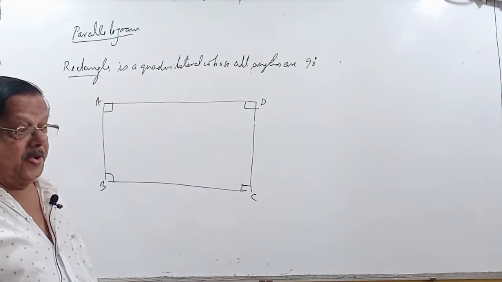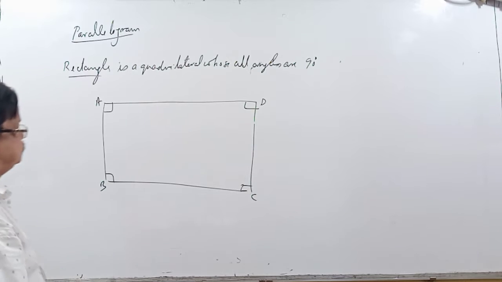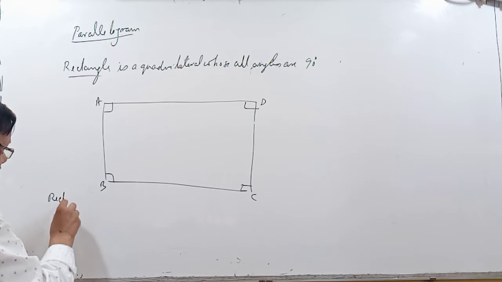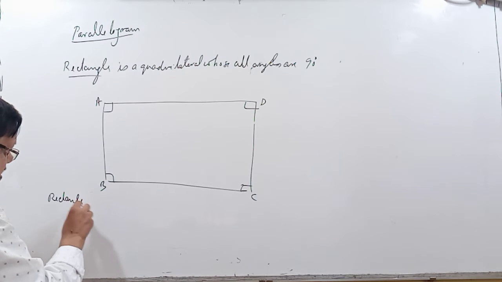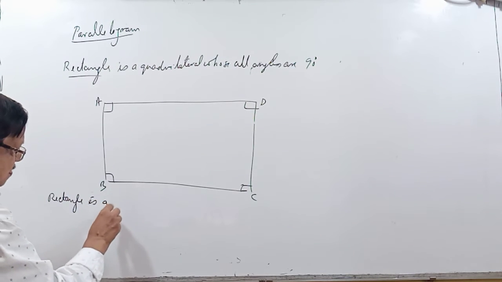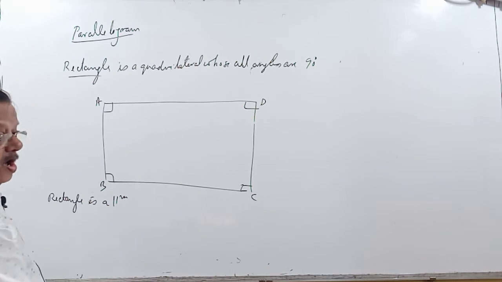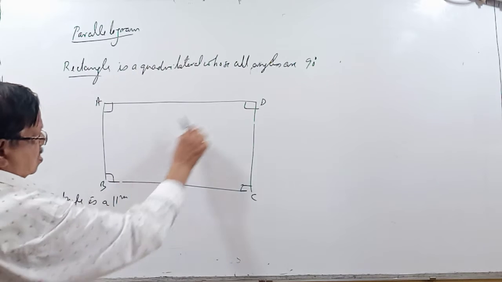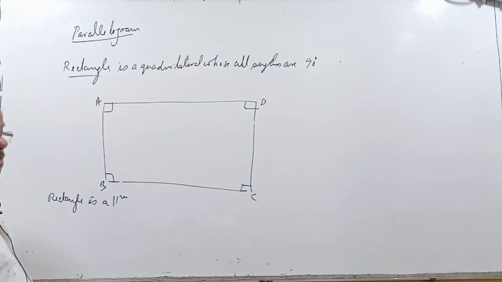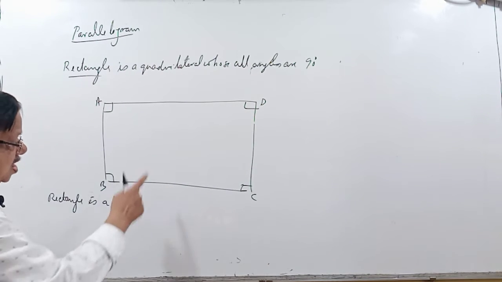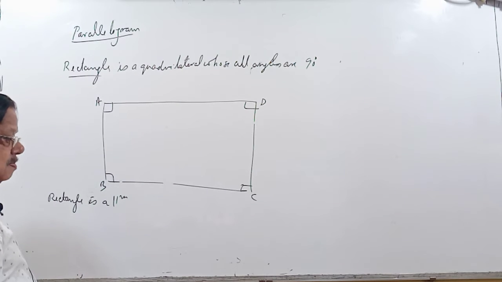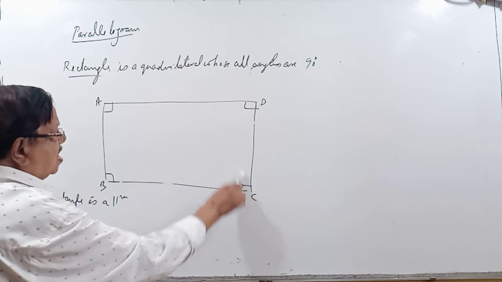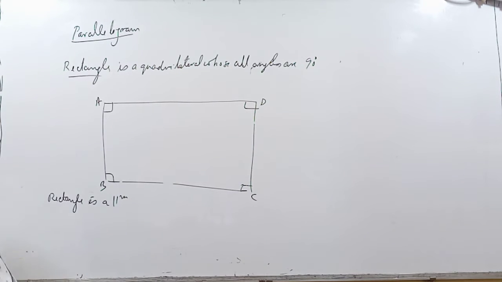Now property of a rectangle. Rectangle is a parallelogram because this angle is congruent to this angle and this angle congruent to this. If opposite angles are congruent, it's a parallelogram. So rectangle is a parallelogram, but it's a parallelogram with a special property that each angle is equal to 90 degrees.